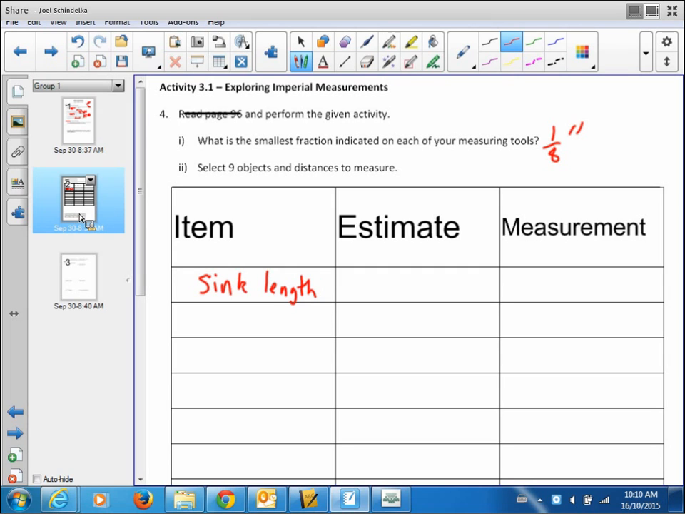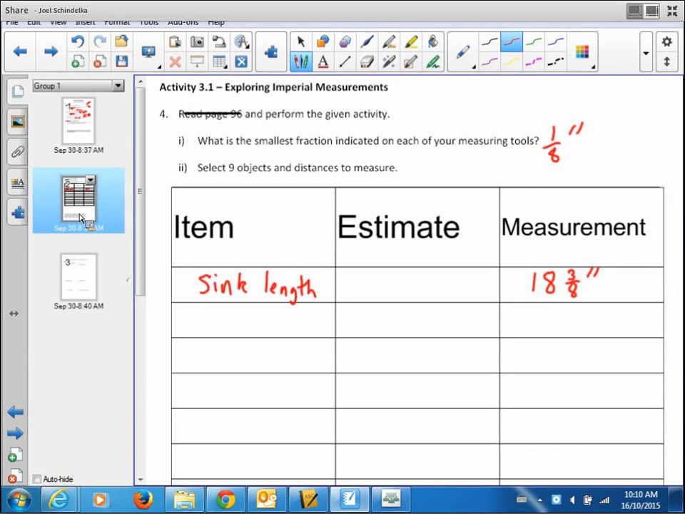I guess we didn't estimate here. We went straight to the measure. So that's 18 and then you put the fraction right after, 3/8 of an inch. A lot of people hate inches and stuff because you got to use fractions.